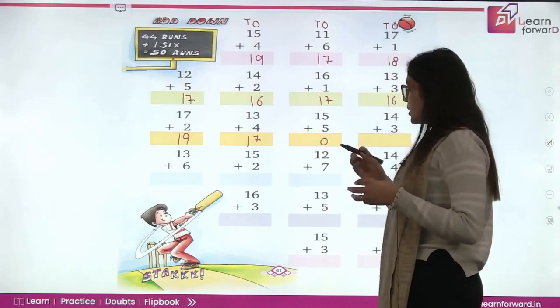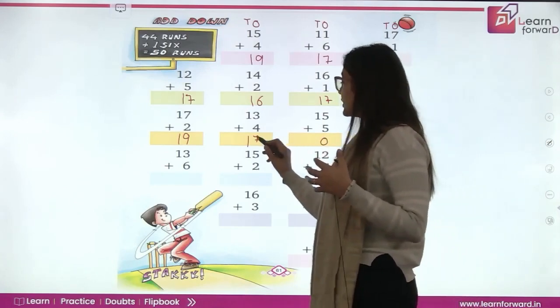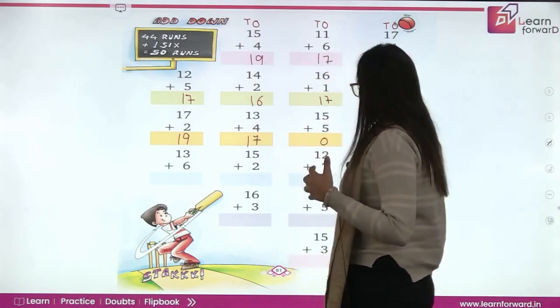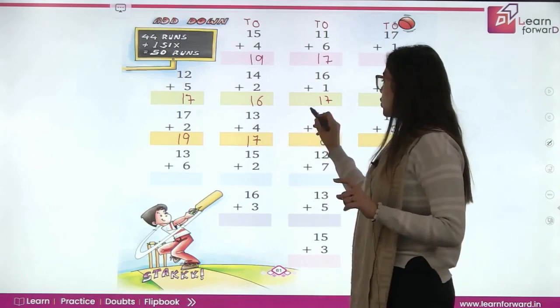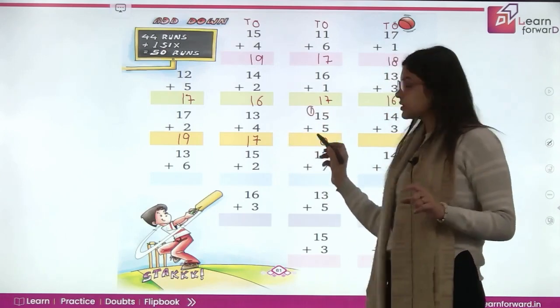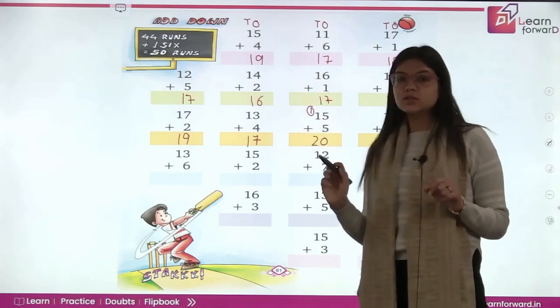So whenever we get a big number, a double-digit answer, like 5 plus 5 is 10, what do we do? The 1 that comes, we will carry it over here. We cannot write it here. We will carry 1 over here. 1 plus 1 is 2. So the answer is 20.